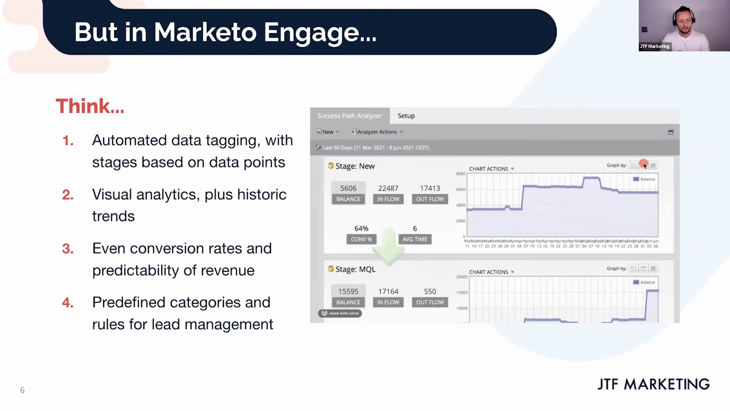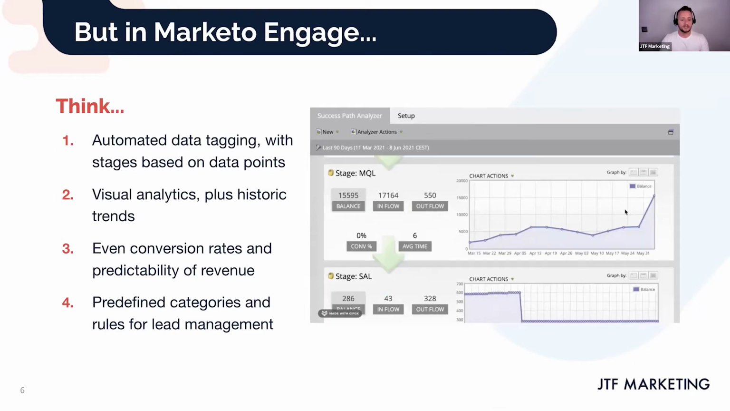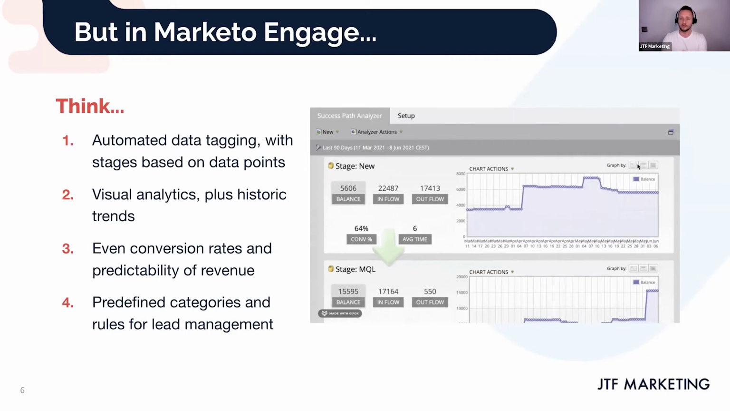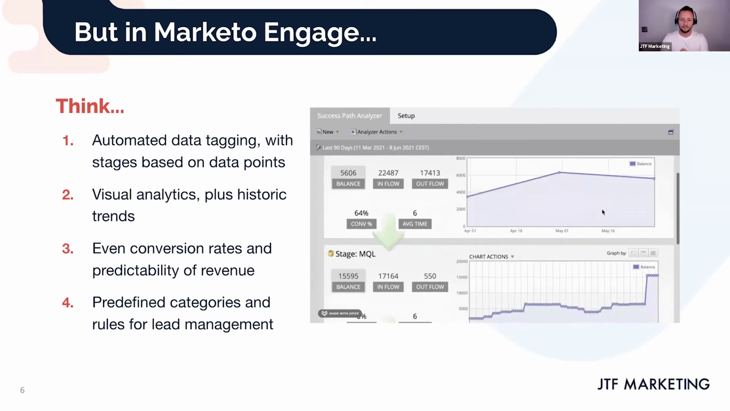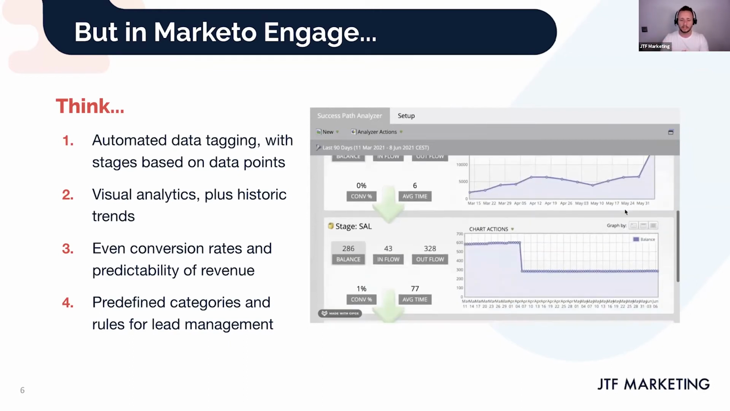So think along the lines of automated data. Think about visual analytics, as well as historic trends. We're seeing the change rated time and stages, and importantly, predefined categories and rules around your lead management. On the right-hand side, you'll see an example of a revenue model in Marketo, and we'll jump into that in a bit more detail shortly.